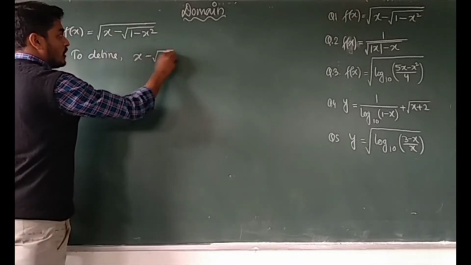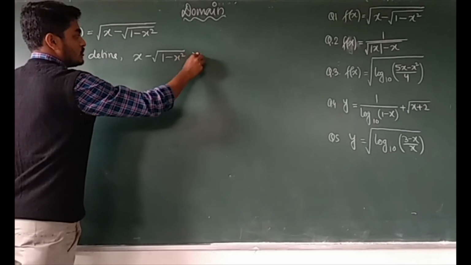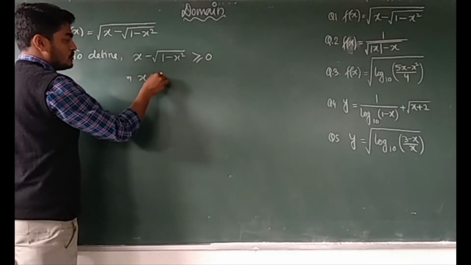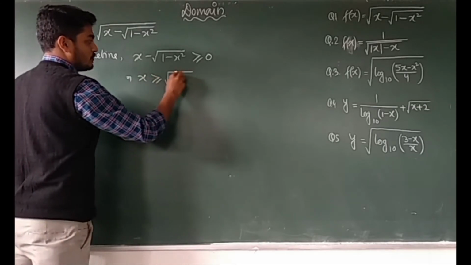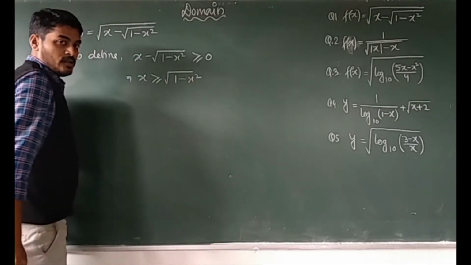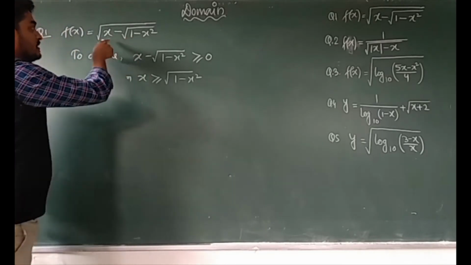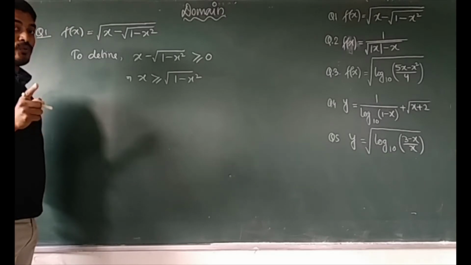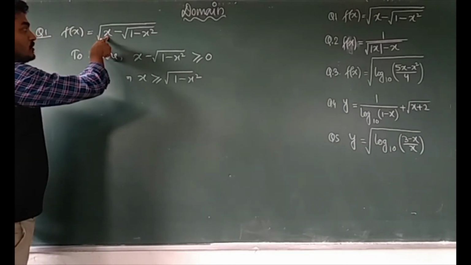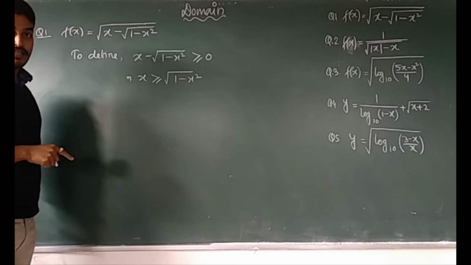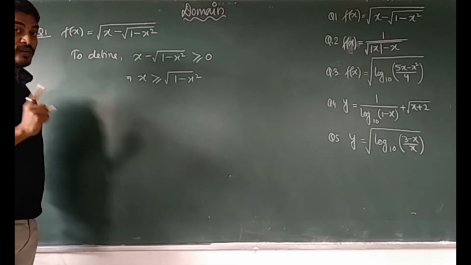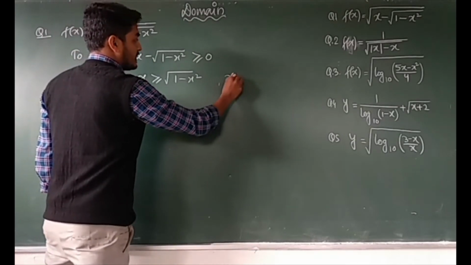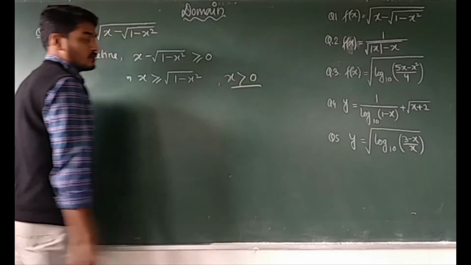x minus square root of 1 minus x square should be greater than or equal to 0, or we can say that x should be greater than or equal to square root of 1 minus x square. Also we can easily identify that the value of x should not be equal to 0. Do you know why? If we consider x equal to 0, then we will have square root of minus 1. That's why the value of x should be greater than 0. This is another condition.